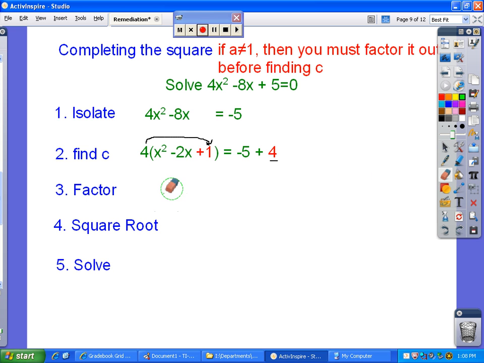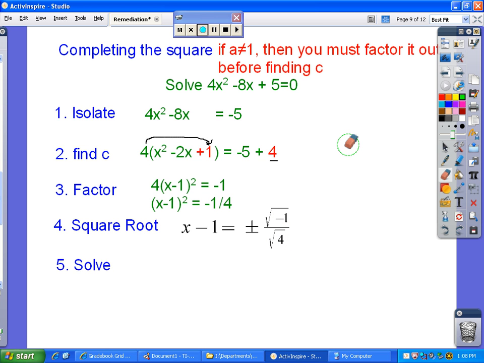All right, let's factor it. Keep the 4. Let's factor x squared minus 2x plus 1, which factors to x minus 1 squared, is equal to negative 1. Now in this case, before I can take the square root of both sides, I need to isolate that x minus 1 squared. So I'm going to divide both sides by 4. So I now have x minus 1 squared equals negative 1/4. Now we square root both sides.